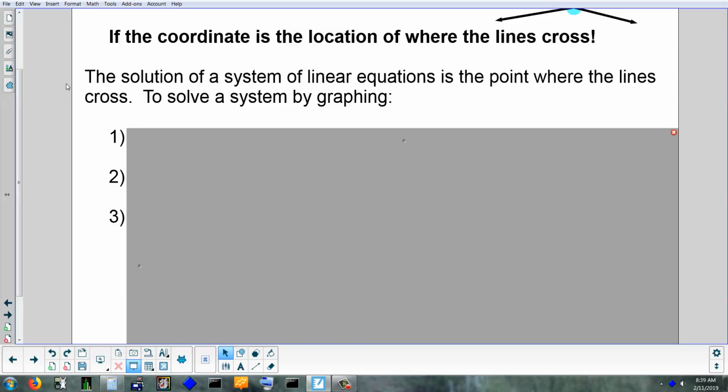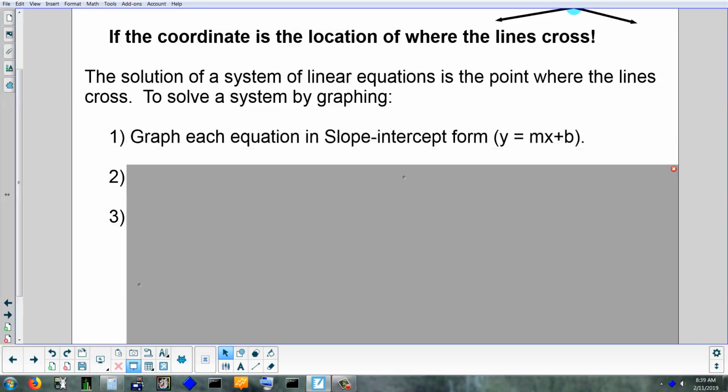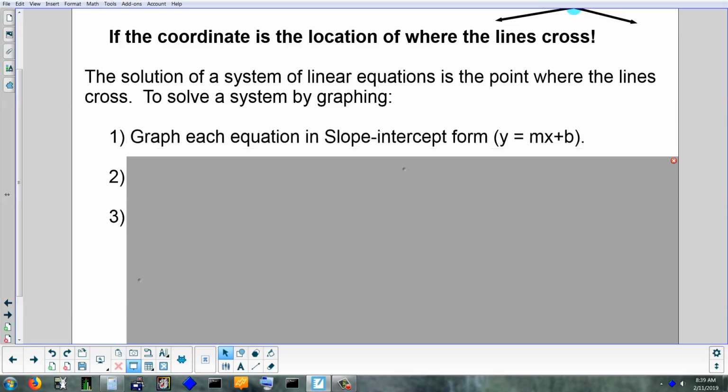All right, so we're going to look at 3 steps to solve systems using graphing. What we did before was, the first couple of examples we did, we gave you the coordinate. You didn't have to do any graphing, we just gave you the coordinate, plug the numbers in for x and y, see if it works. Now we have to find that coordinate by graphing. So on your guided notes, first thing we're going to do, graph each equation in slope-intercept form.